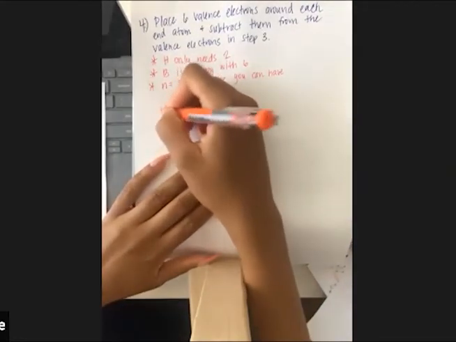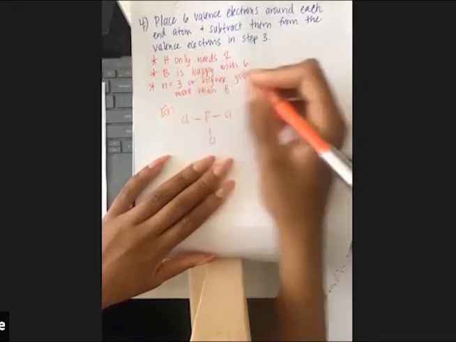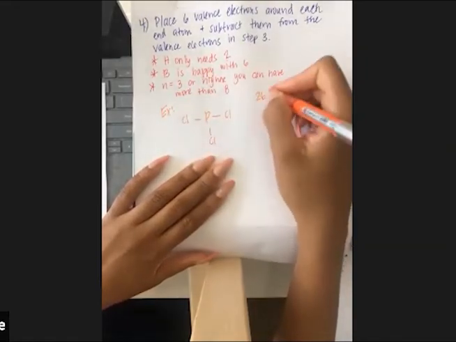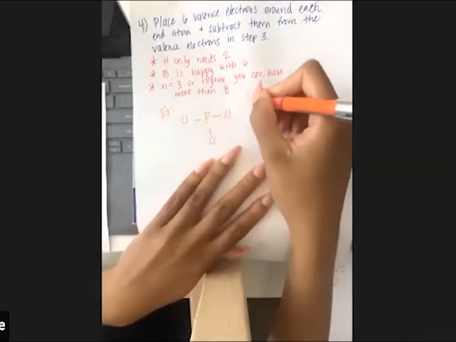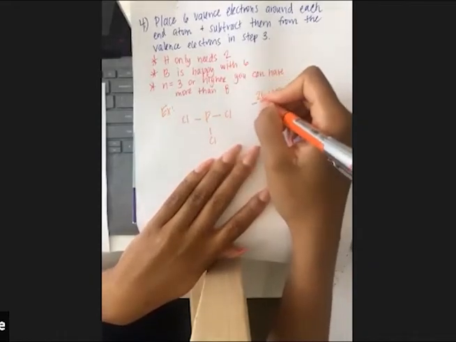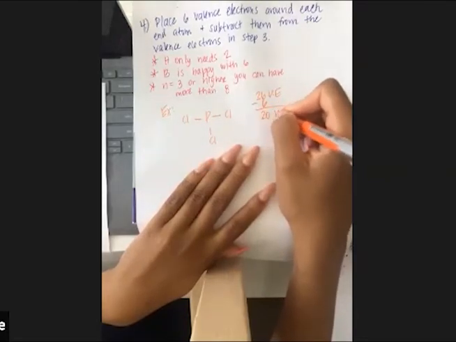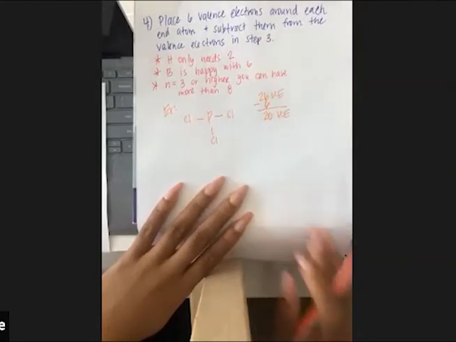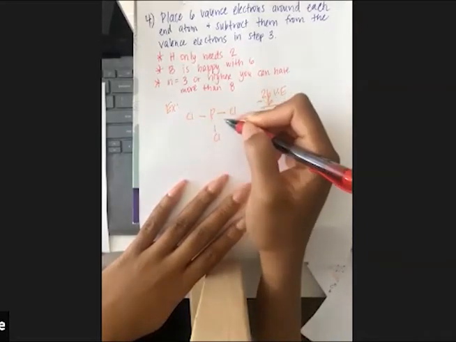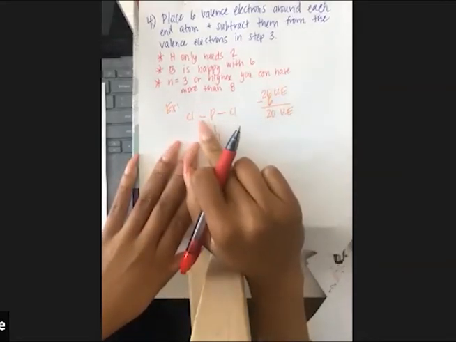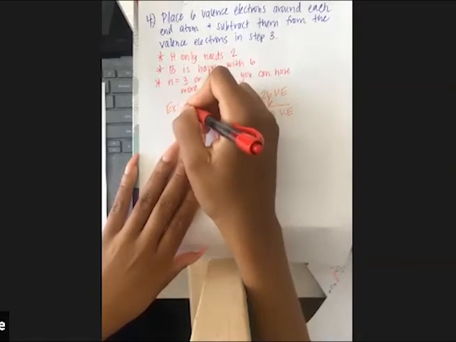So if I go back to my example, I had phosphorus trichloride, looks like this. Remember, we started off with 26 valence electrons. This was step one. Step three said subtract two for each single bond. So I subtracted 2, 4, 6, and I was left with 20 valence electrons. Step four now says put 6 valence electrons around each of the end atoms. So around each of the chlorines, because they already have 2 that they're sharing with phosphorus. Remember, the whole point is to get 8. All they need is 6 more. So the 6 more I'm going to put around there.